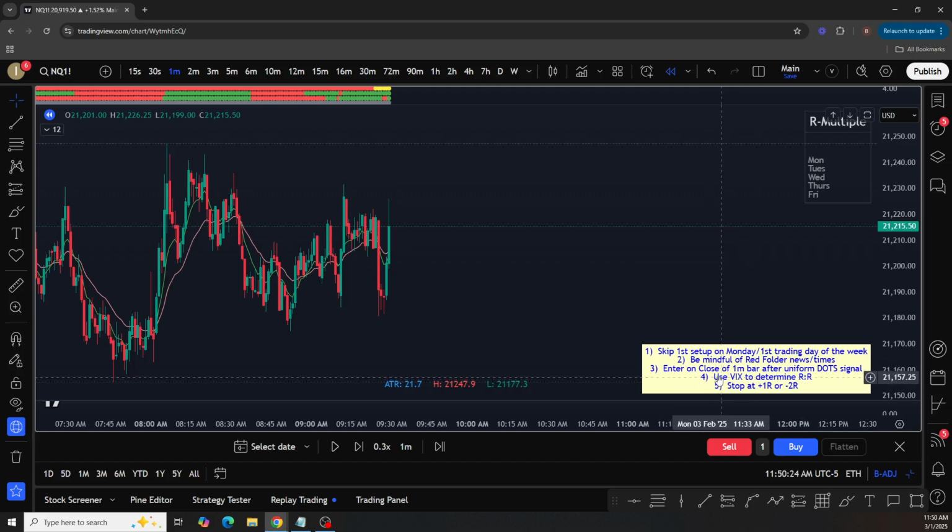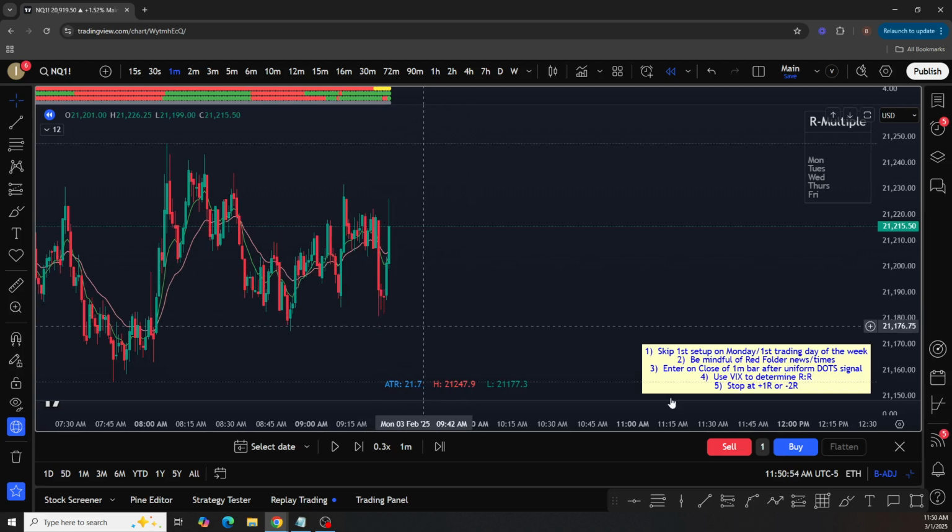Oftentimes I use the VIX to determine the points. If the VIX is under 15, I'll use 20, 25 points. If the VIX creeps up to like 20, you can use 30, 35 points, or you can use the ATR, which is right here. I think the VIX at this point in time was around 15, so I'll use 20, 25 points for testing purposes.